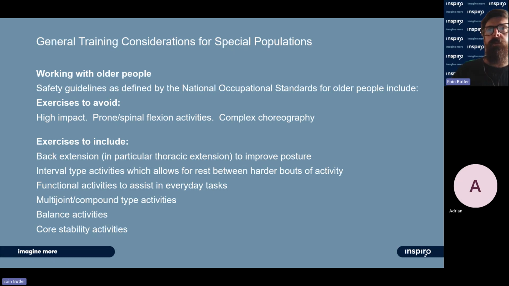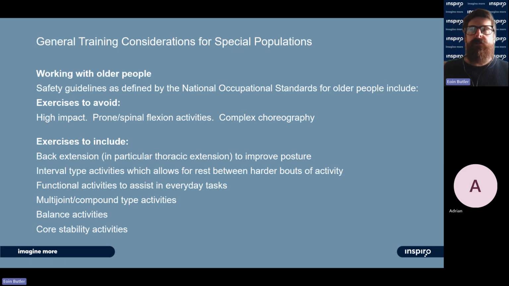Okay, so working with older people. These safety guidelines are defined by the National Occupational Standards, and they include avoid high impact exercises. So anything that we're going to have a lot of pounding, so running, jumping, things like that. Doesn't mean that you can't do it for some. So we will look at the individual and see what their activity level is like.